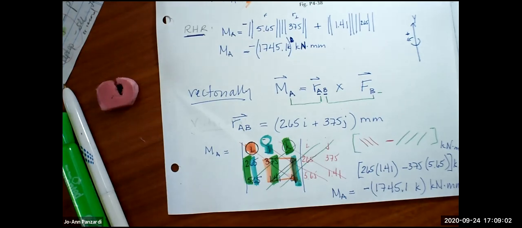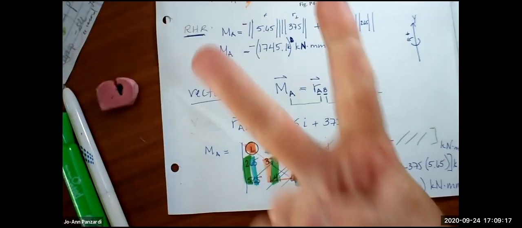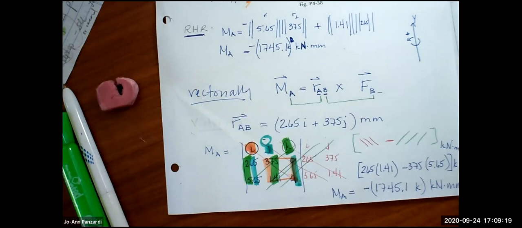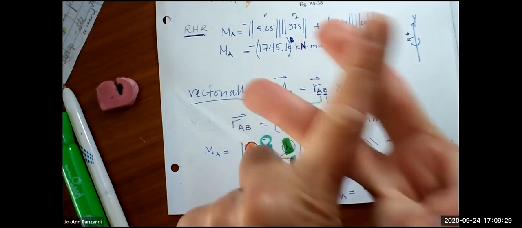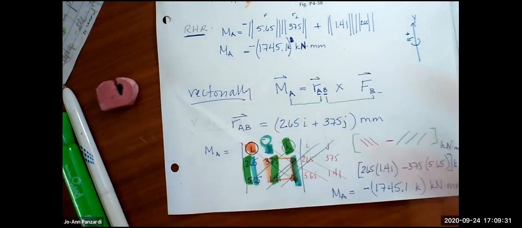If I took a vote right now, my prediction from teaching statics so much is that you prefer the vector method to the right-hand rule. Is that true? That is true. So show me V if you like vectors. Okay. By the end of the course, you're not going to like V. You're going to like the right-hand rule, and you want to know the right-hand rule.